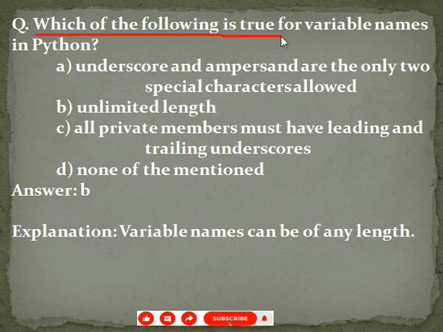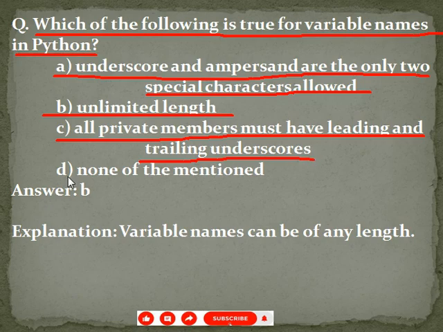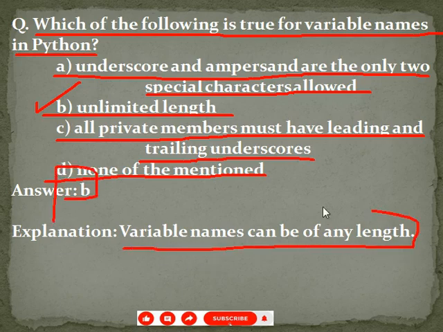Which of the following is true for variable names in Python? Given options are A, underscore and ampersand are the only two special characters allowed. Option B, unlimited length. Option C, all private members must have leading and trailing underscore. Option D, none of the mentioned. Here correct answer is option B, unlimited length. Variable names can be of any length.